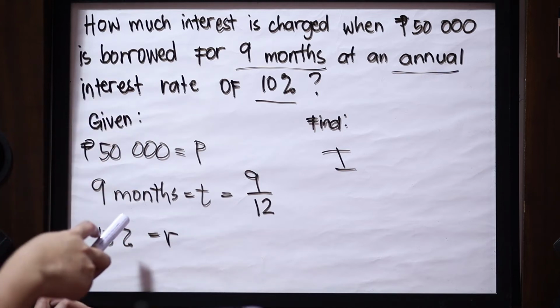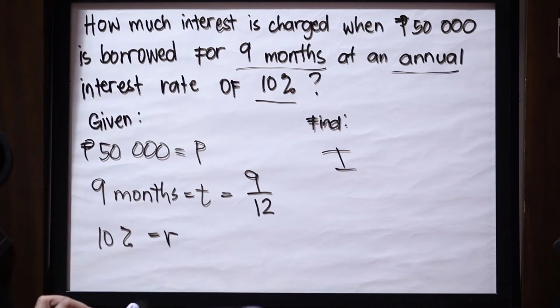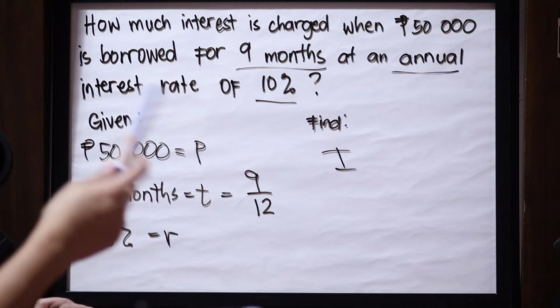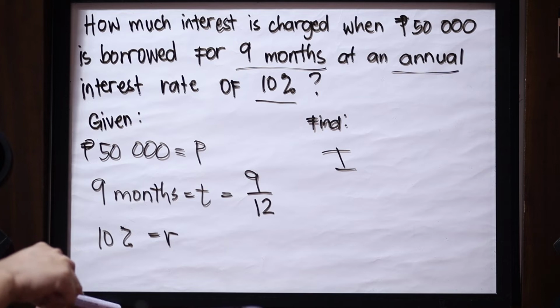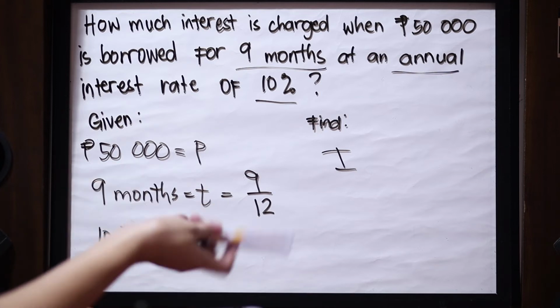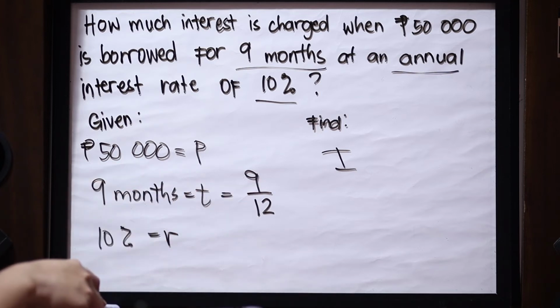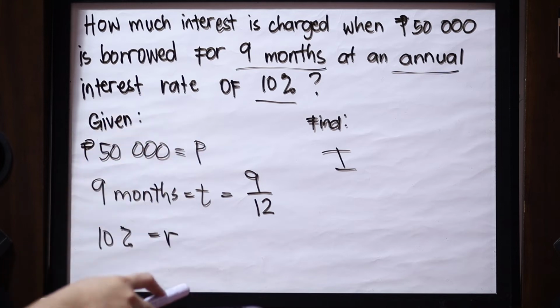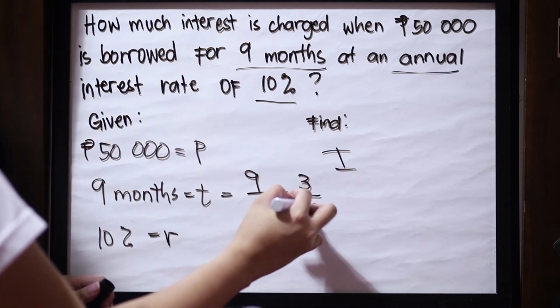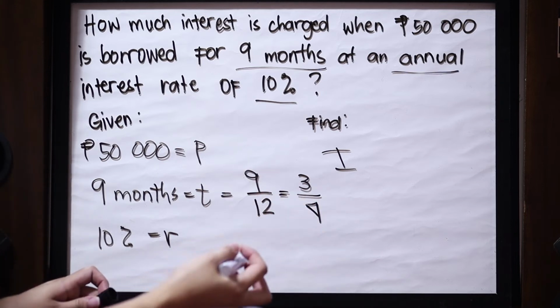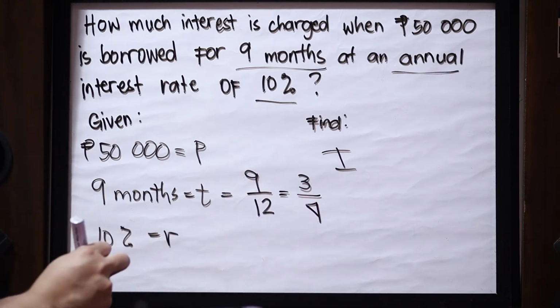Pagka ang given mo ay in months, then your given rate or yung measure of time ng rate mo ay annual, you have to rewrite yung time na in years siya. How are you going to do that? By dividing the number of months by 12. Thus, you can also simplify this one as 3 over 4. So, either you use 9 over 12 or 3 over 4, that's the same.